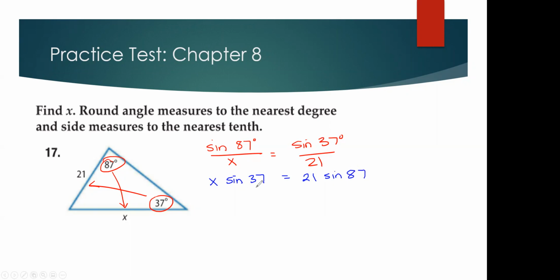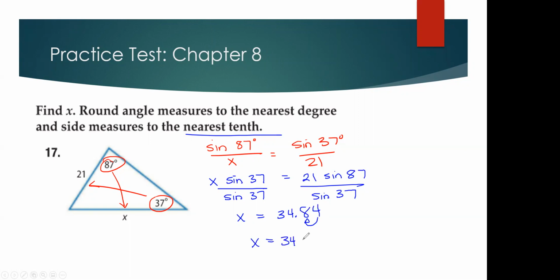We're going to isolate x, so we're going to divide both sides by the sine of 37. So x is going to be equal, when we put it in a calculator, we get 34.84, and it says to round to the nearest tenth. So we have 4 in the hundredths place, so the 8 in the tenths place is going to stay the same. So x is equal to 34 and 8 tenths.